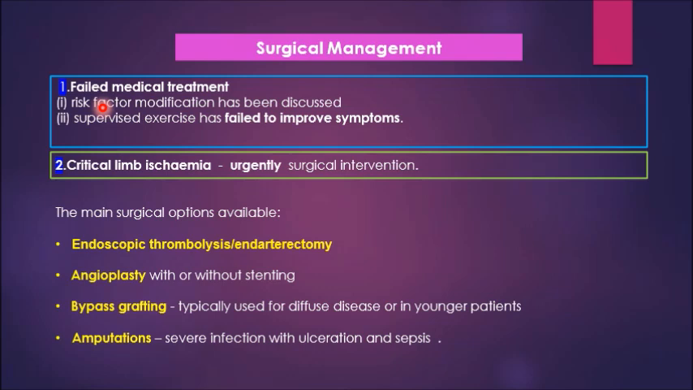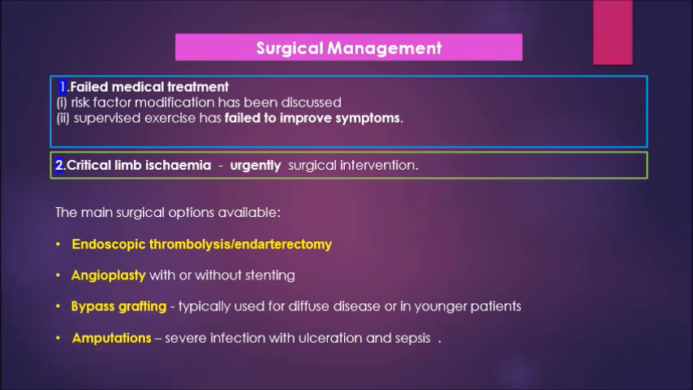There are a number of surgical options for these patients. First, traditionally used is thrombolysis and endarterectomy, which is giving way to the newer methods, angioplasty with or without stenting. And if this fails, then you go for bypass grafting. Okay, bypass grafting, especially if the disease is more diffuse and in younger patients. Of course, failing all this, if the patient develops severe infection or gangrene, then there's no choice. Then you have to go for some form of amputation.